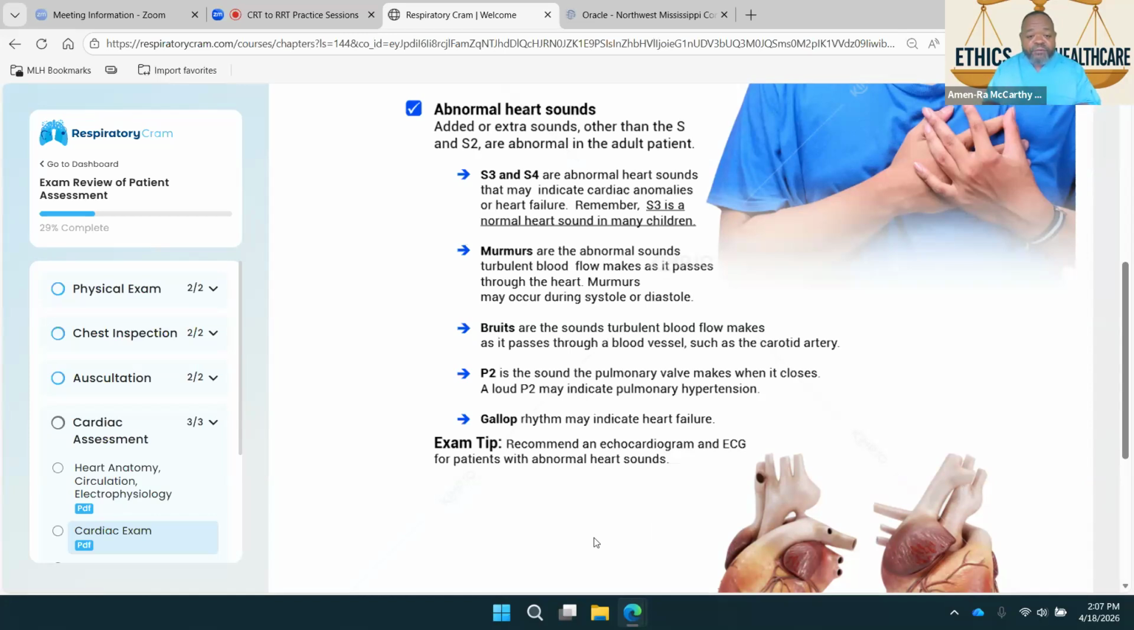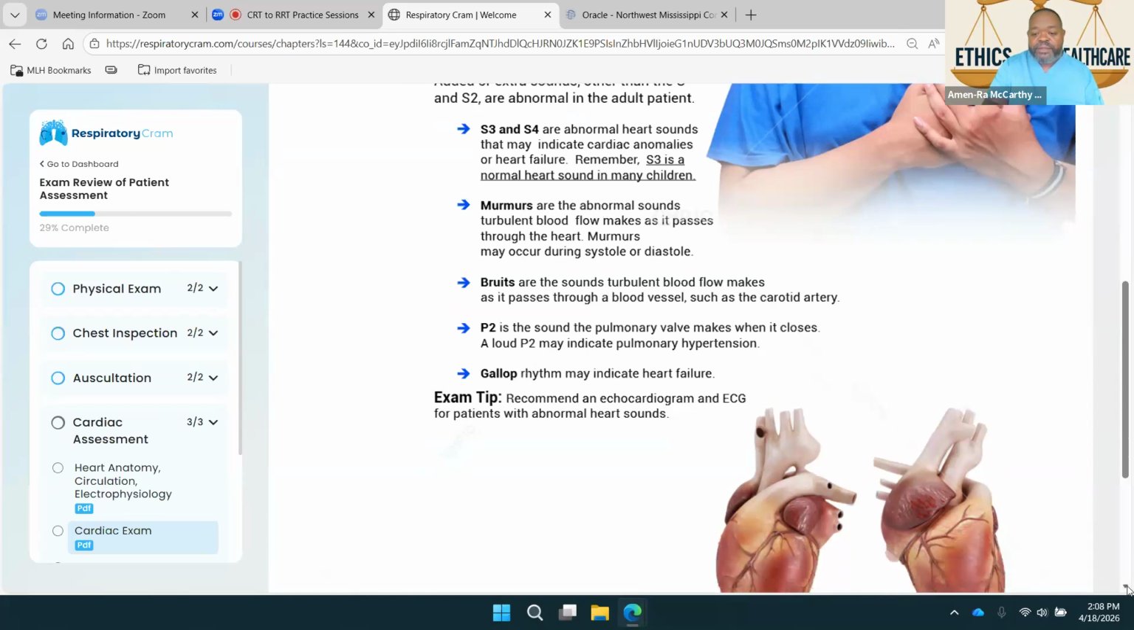So exam tip, it says recommend an EKG for patients with abnormal heart sounds. So now you know, if you have a test that says, do you want to get an EKG, right? It says, yes, recommend an EKG for patients with abnormal heart sounds. So if it tells you patient has a loud P2 or has some bruits, has murmurs, recommend an EKG. Don't leave that out, okay? Choose that. They're telling you now. That's an exam tip. Make sure you write that down.